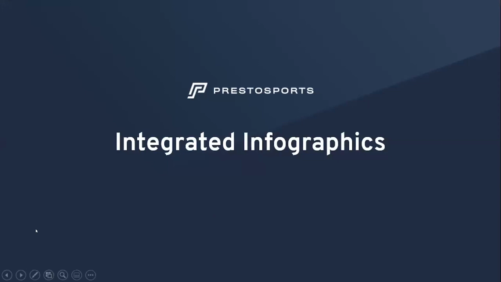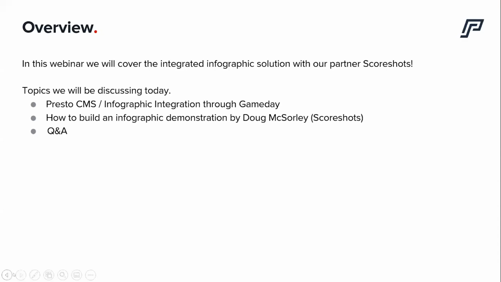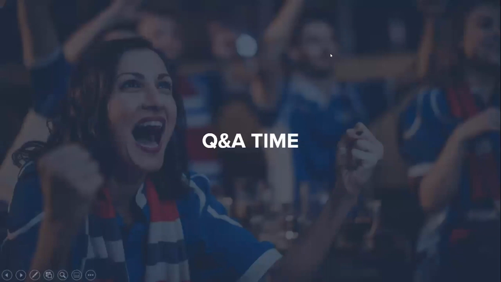Yeah, thanks, Alex. So I got one here, and I think I know the answer, but I want to verify. From Kevin Colley: Do we need to add RGB colors manually, or can the Scoreshots team do that for us? I'm pretty sure that if you already were an existing Infographics customer, we did grab your colors automatically. But Doug, does that ring a bell at all?